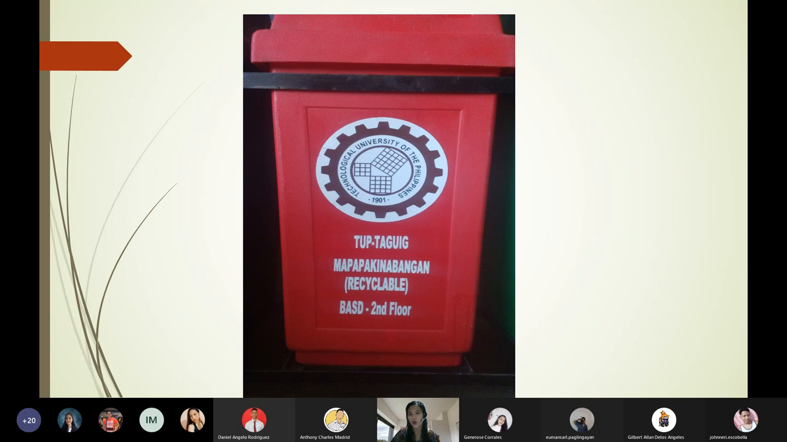But is there something wrong with the color of the trash bin? Anybody can unmute? Wala? Pag recyclable ba, what color should it be? Green po, ma'am. Okay, kaya lang ginamit na nga naman yung green sa kanina, doon sa nabubulok. Pero it's okay, diba? Pero ang pinaka main focus natin dito is the text. Okay, TUP Taguig, mapapakinabangan. Okay yan, because that is positive. But what if dun sa una na TUP Taguig nabubulok?